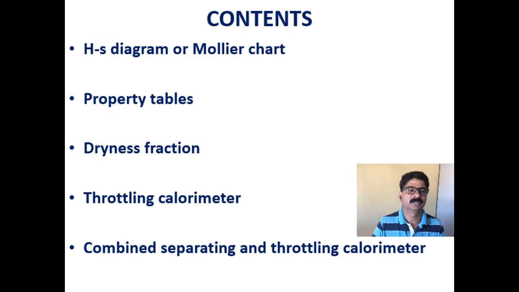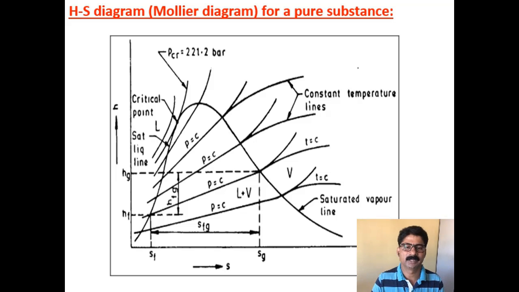So the contents for this topic are: HS diagram or Mollier chart, property tables, dryness fraction, throttling calorimeter, and combined separating and throttling calorimeter. So let us study the HS diagram or the Mollier chart. This is the enthalpy-entropy diagram. Now, you already studied the phase change of a pure substance. So you know that the compressed liquid, when heated, goes to the saturated liquid point, then the phase change process, then it becomes saturated vapor, and finally it becomes superheated vapor.